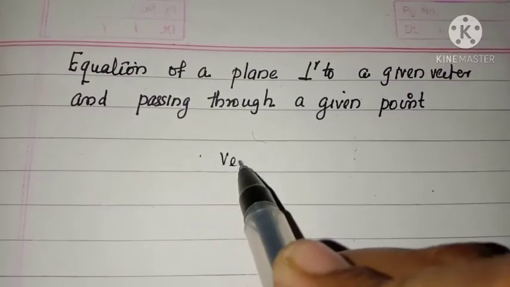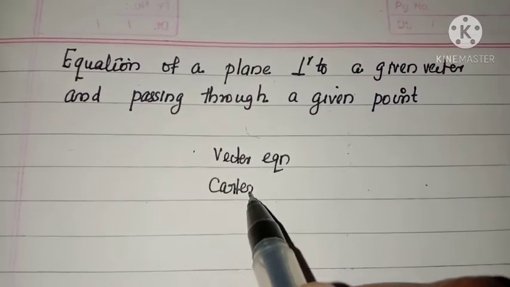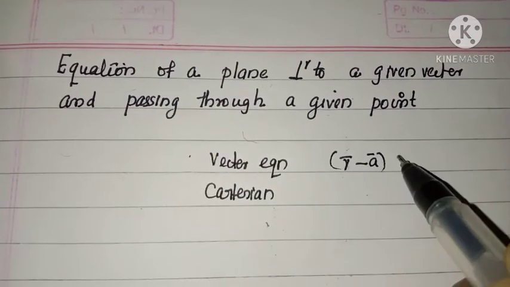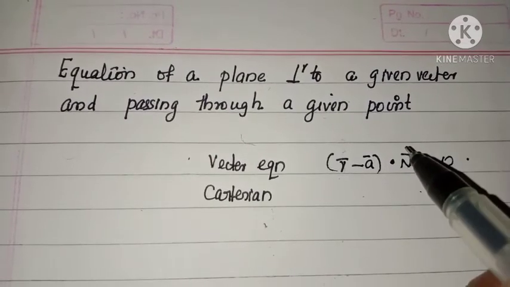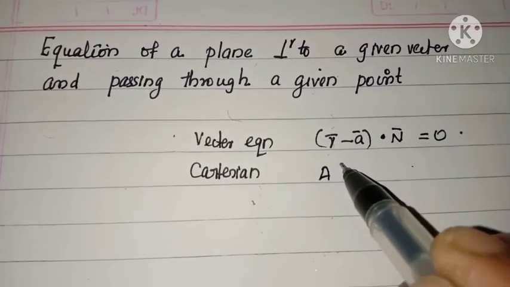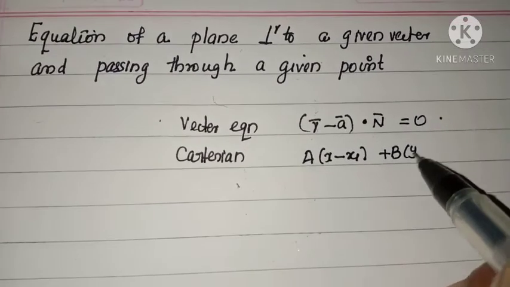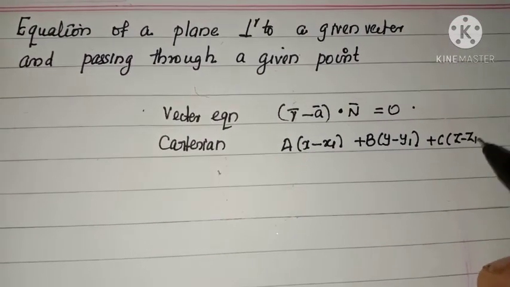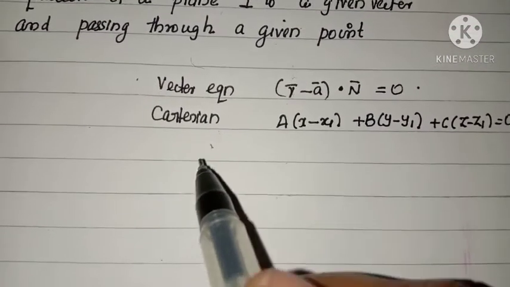To study vector equation and Cartesian equation. So vector equation is (r minus a) dot n is equal to 0. Okay, (r minus a) dot n equal to 0, and Cartesian equation is a into (x minus x1) plus b into (y minus y1) plus c into (z minus z1) equal to 0. Okay, let's see an example.